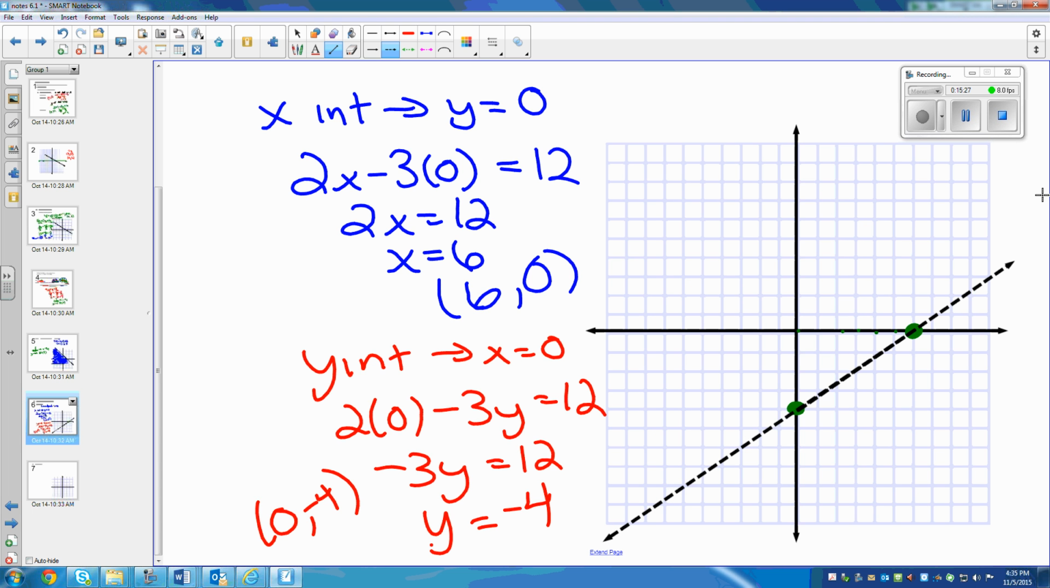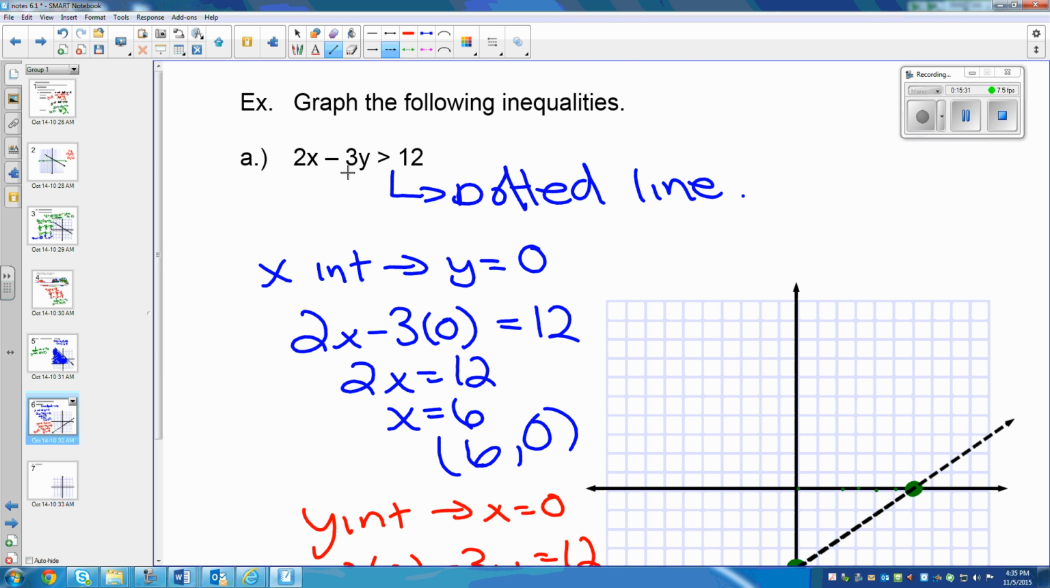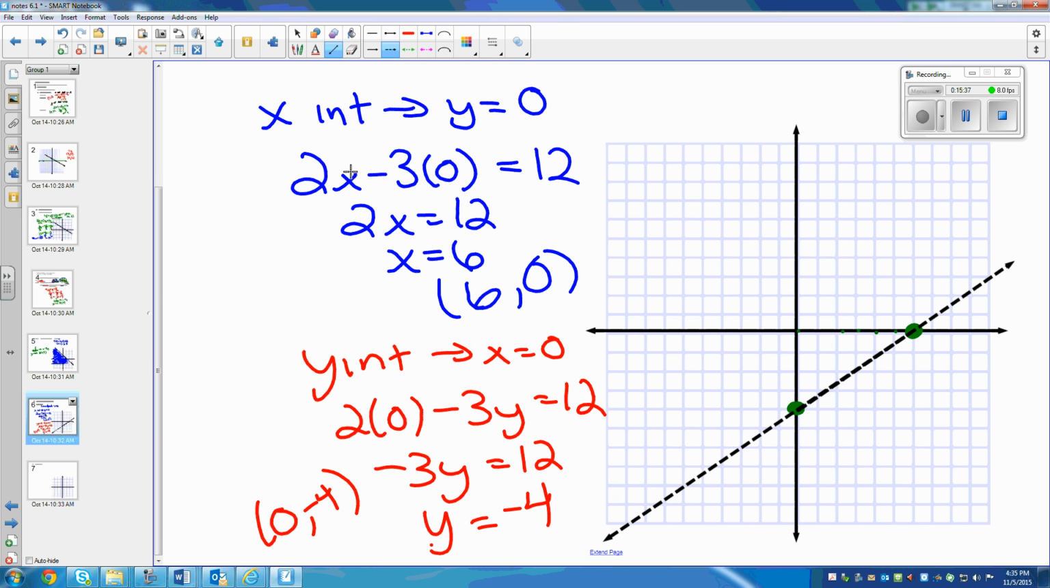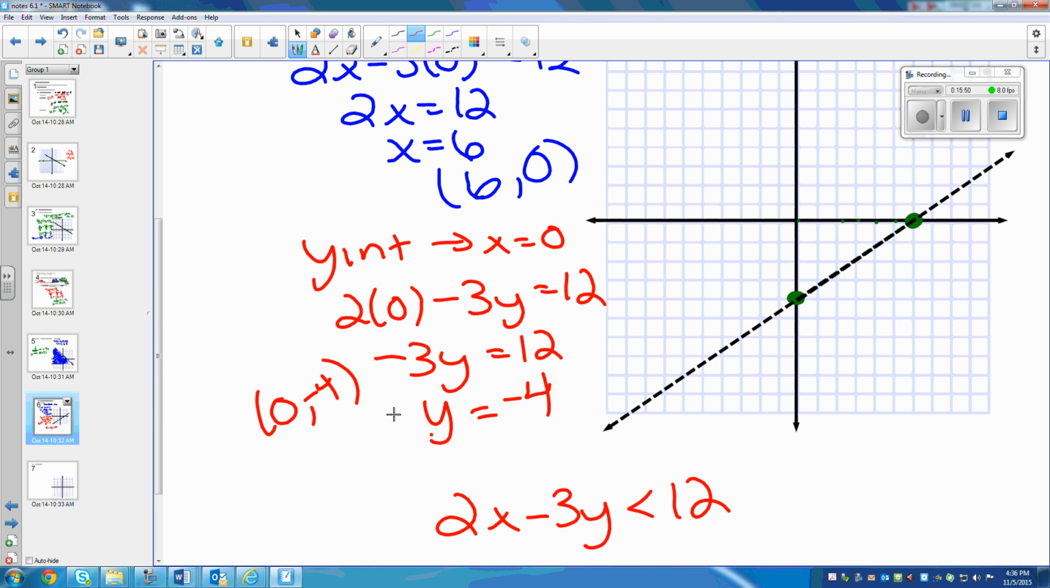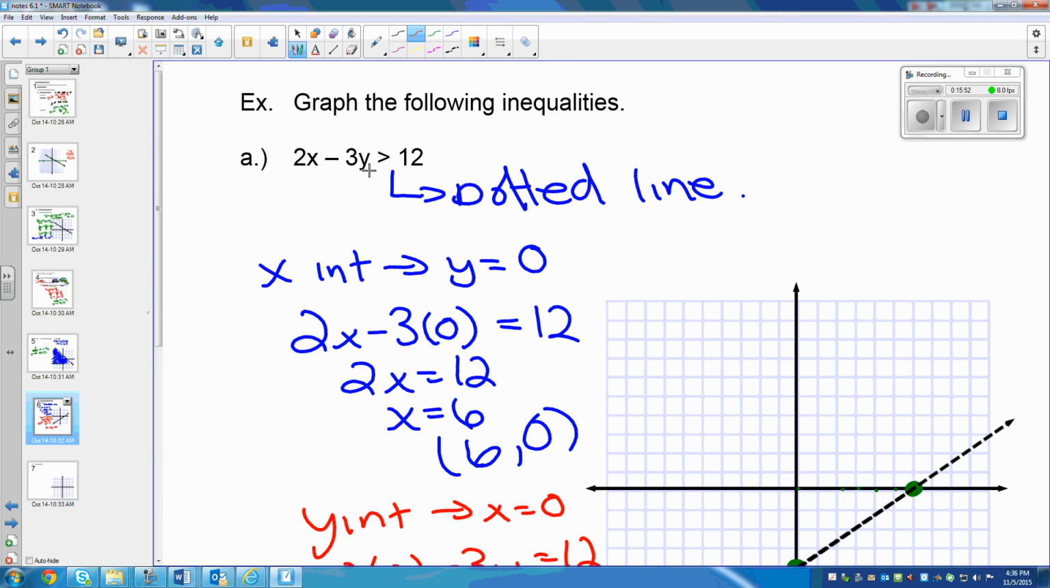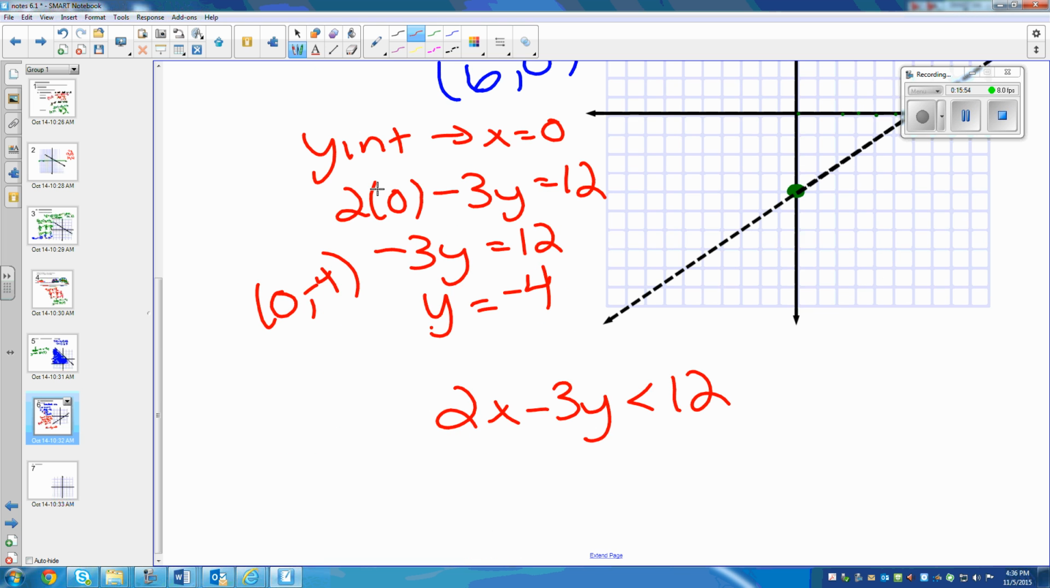Now we have to graph the inequality. So going back, our inequality is here. 2x minus 3y is less than 12. Is that what it says? I always check because I always write things. So greater than 12. I do that all the time.